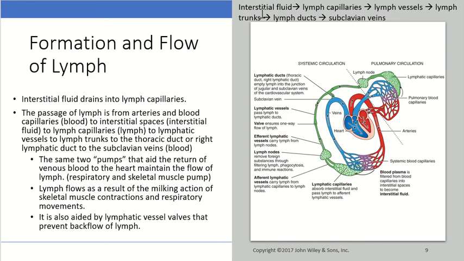So you can see this flow of lymph laid out a little bit more simply up at the top here, which is nice and simple. The same two pumps that aid in the return of venous blood to the heart are also going to maintain the flow of lymph. Remember, we've got the respiratory and the skeletal muscle pump. Lymph is going to flow as a result of this milking action of the skeletal muscle contractions, as well as the respiratory movements. It's also going to be aided by lymphatic vessel valves that are going to help to prevent backflow of that lymph.